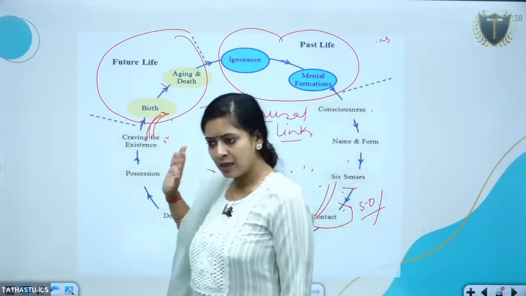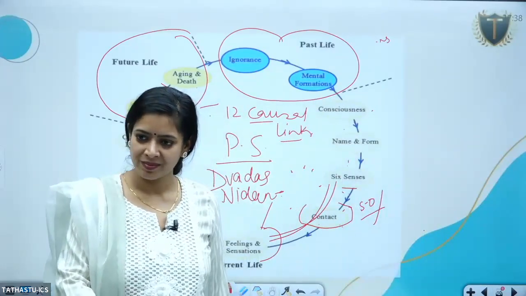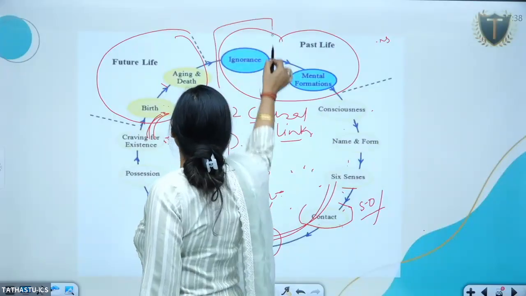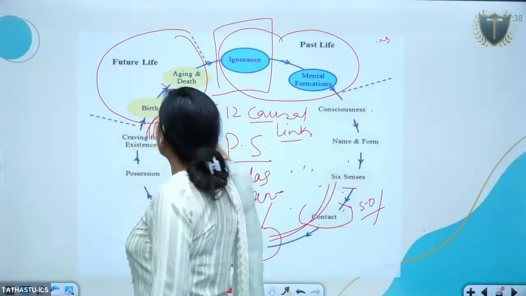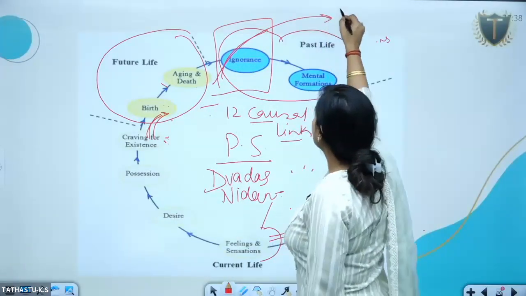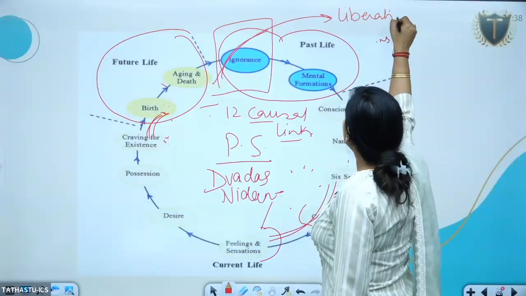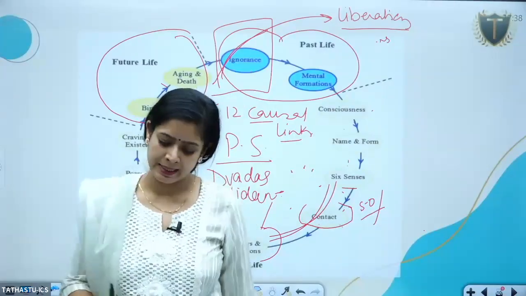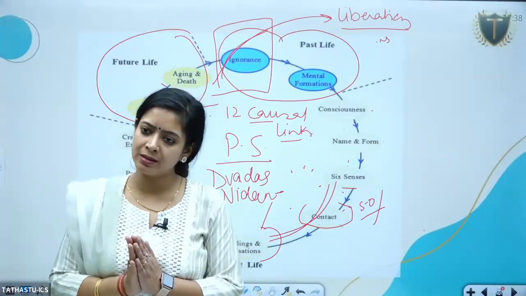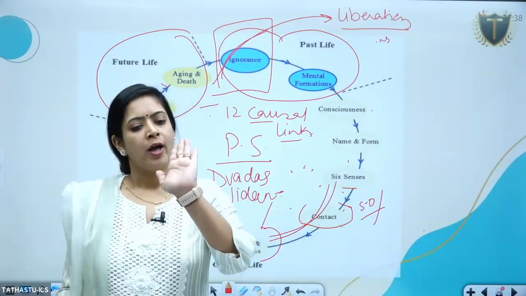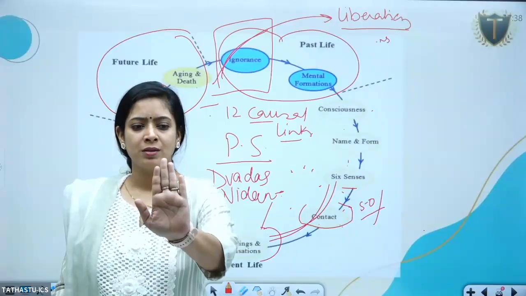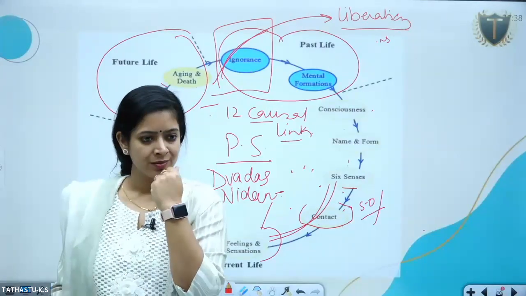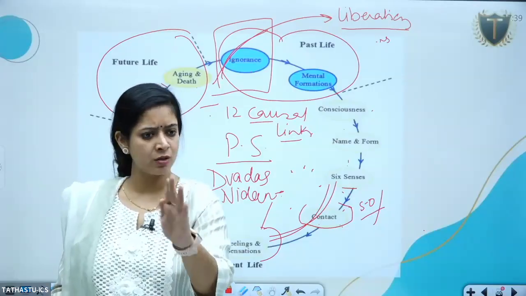The 12-link cycle is closed, so how will you break it? You cannot control the other things. What can you control? Only one thing. If you remove ignorance, you will get liberation. And if you do not remove ignorance, you will continue in the cycle of birth and death. So, if you don't know pratityasamutpad, it is bondage. If you know pratityasamutpad, it is liberation. Two faces of the same coin.